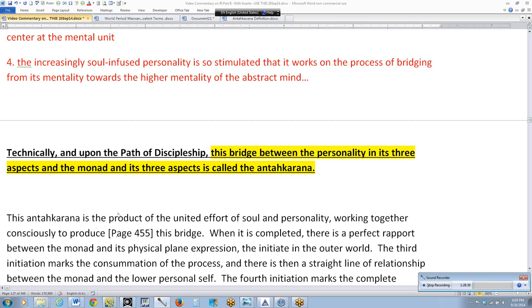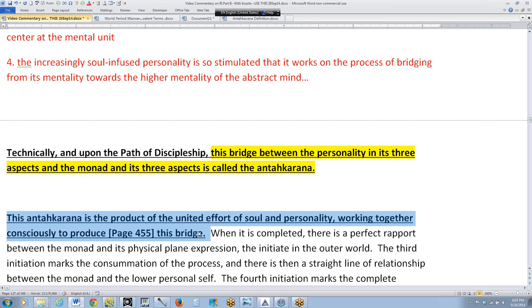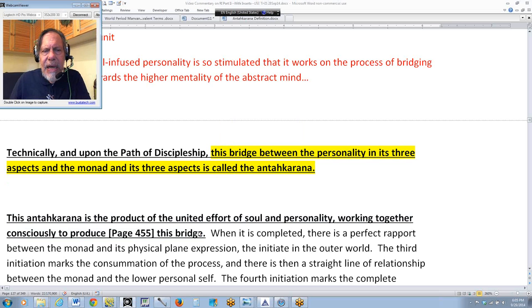Okay, this Antahkarana is the product of the united effort of the soul and personality working together consciously to produce this bridge. I'm remembering from the old Arcane School days how certain sentences stand out for you, and how the students of that period, when they were assembling the work for coming students to accomplish, isolated certain sentences as being important, and this was one of them. This Antahkarana is the product of the united effort of the soul and personality. Let us say the soul having infused the personality.